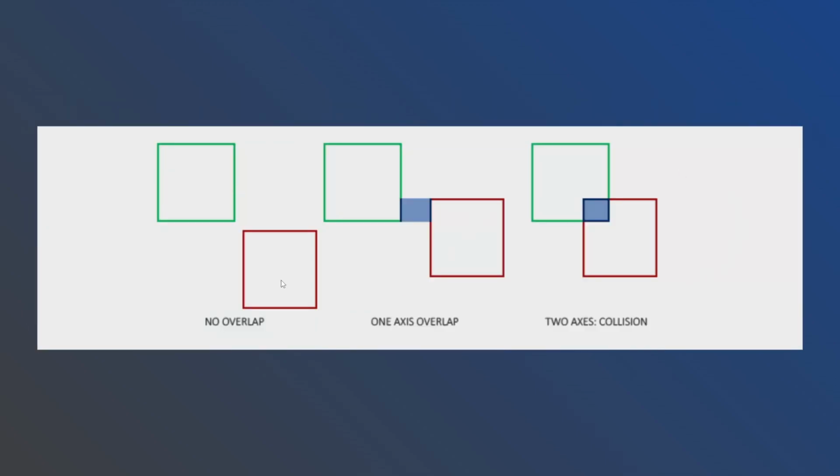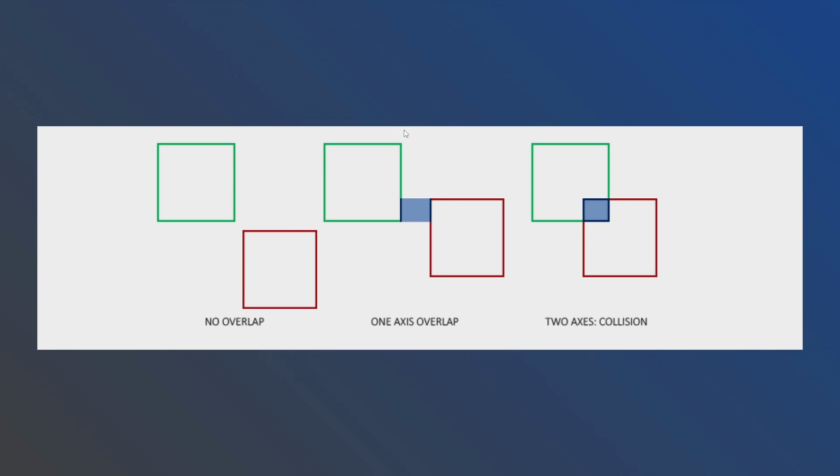So here we have a series of 3 diagrams. If we have no axes that are overlapping, like this is the x-axis and this is the y-axis, since this one is not overlapping with this line right here, that means there's no overlap, and this line is not overlapping with this line, so there's no overlap.